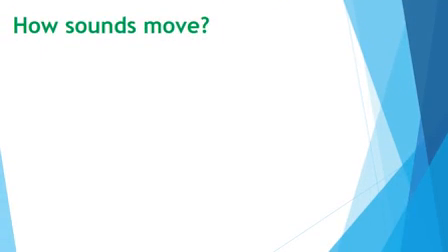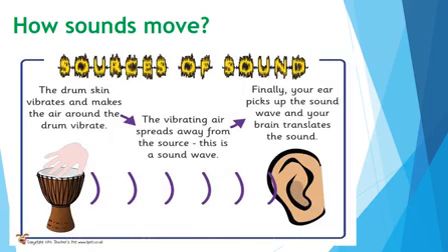Kids, how do sounds move? Do you know how we receive the sounds? Okay, let's have a short recall or review from our past lesson. Sources of sound. If you're going to observe, kids, I have here a picture. The drum skin vibrates and makes the air around the drum vibrate. The drum is being struck by the hand. So when the hand strikes the drum, it vibrates or it moves.